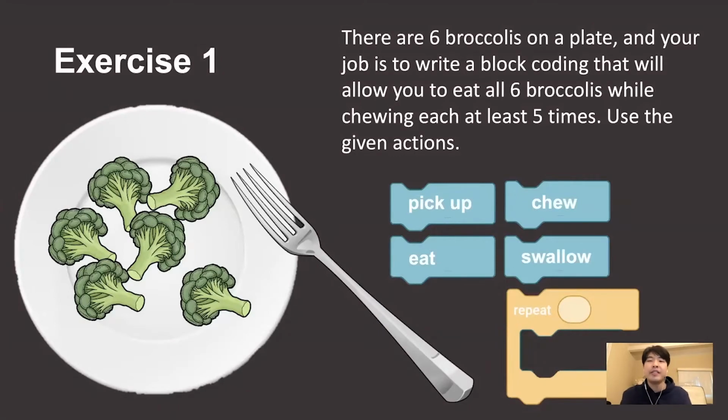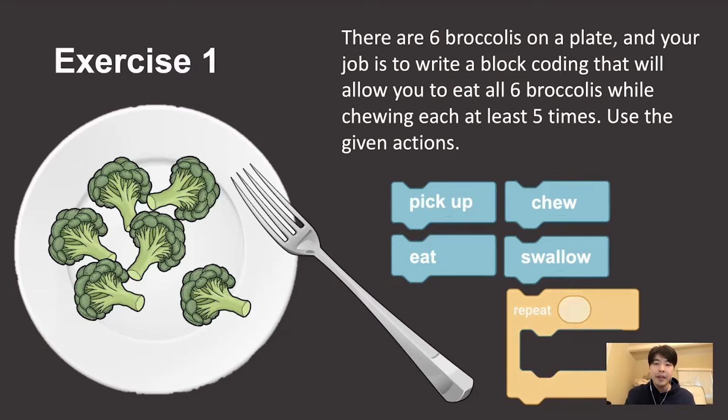So let's say there are 6 broccolis on a plate, as you can see here, and your job is to write a block code that will allow you to eat 6 broccolis while chewing each one at least 5 times. Now, here's the given actions. There are 4 actions here: picking up, chewing, eating, swallowing, and there's this repeating function. So pause the video and come back once you're done.